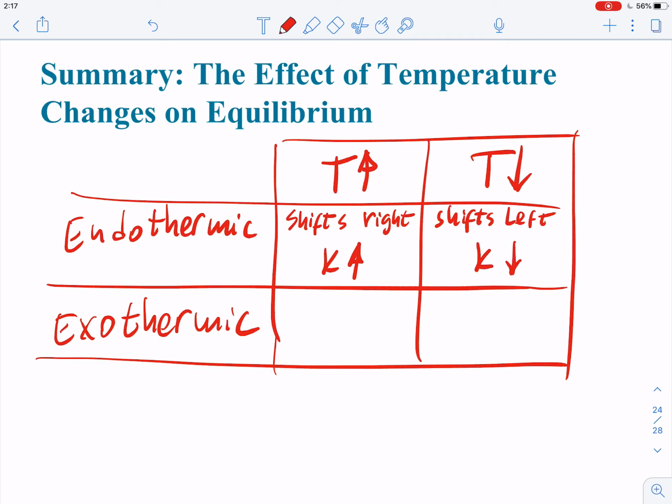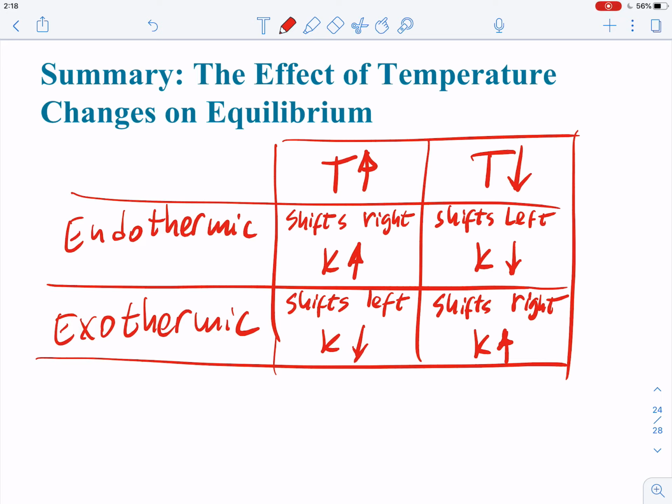Now for an exothermic, it's the opposite. If you increase the temperature in an exothermic reaction, the equilibrium will shift left and K will decrease. And if you decrease the temperature in an exothermic reaction, then the equilibrium will shift right and K will increase.